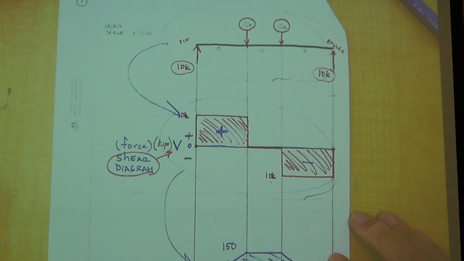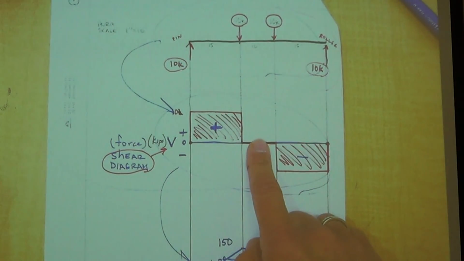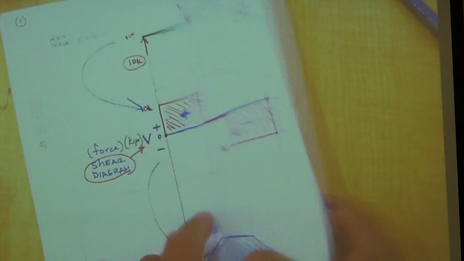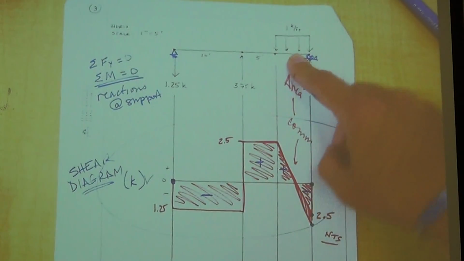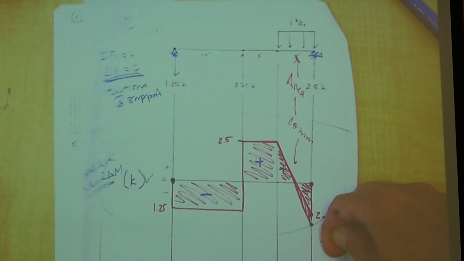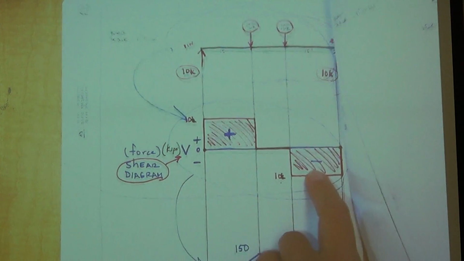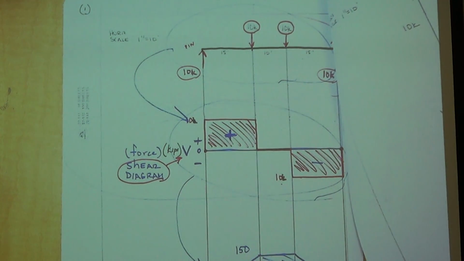So right now, are you comfortable when the force goes up, you go up, force goes down, you go down? If it's a next problem where we have a distributed load going down, the diagonal goes down. Everybody's comfortable with that. Now, you have a positive area in the force, it's a positive slope. Negative area, negative slope. Everybody's good with that?